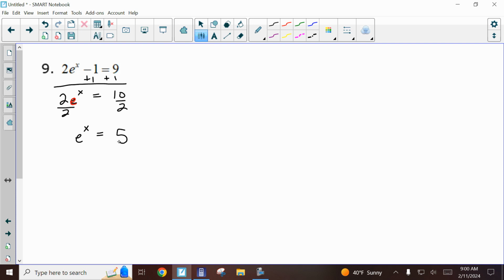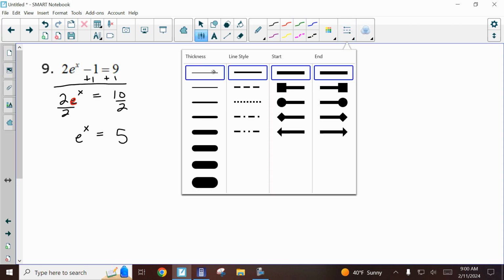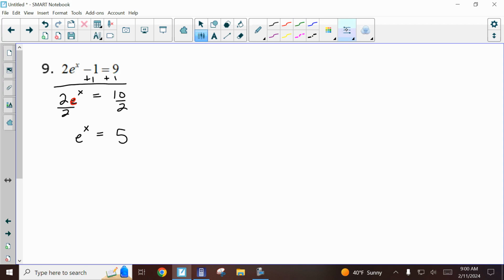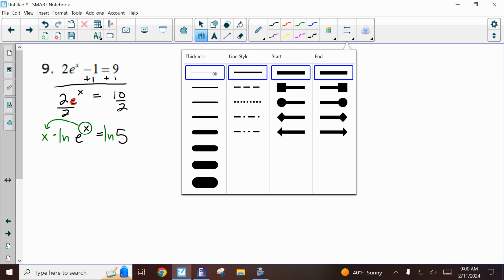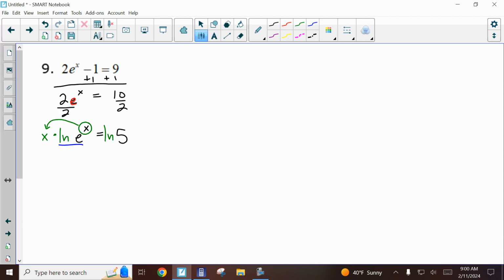Now clearly we can't turn 5 into an e. So what we have to do here is use logs to solve this. So what I'm going to do is take the ln of e and the ln of 5. And that allows us to bring this guy over here. So it drops it down. That's one of the log properties, one of the 3 basic rules of logs that you're supposed to know. Now the nice thing about having e in your problem is ln of e is 1. So if you have x times 1, that just gives you x. So x equals the ln of 5.